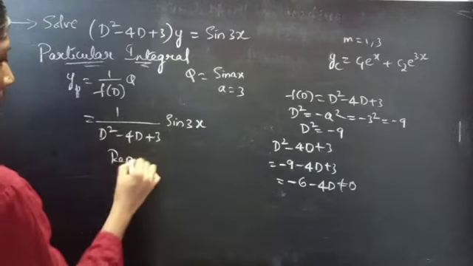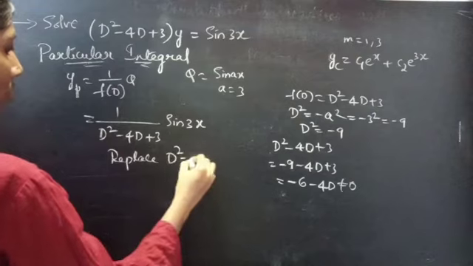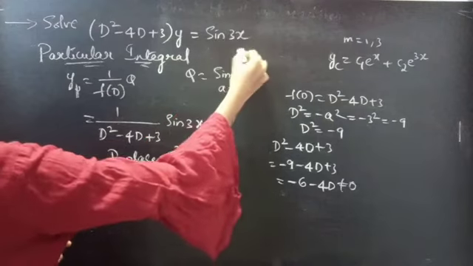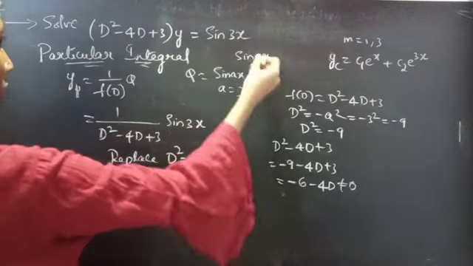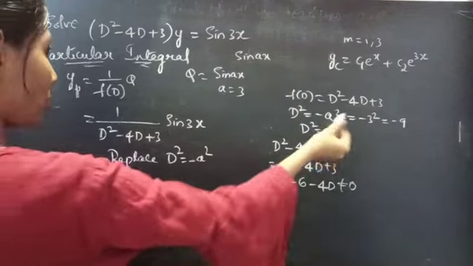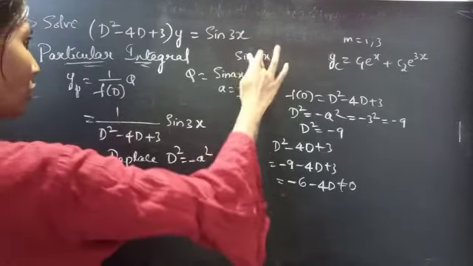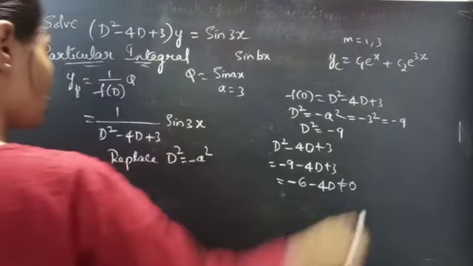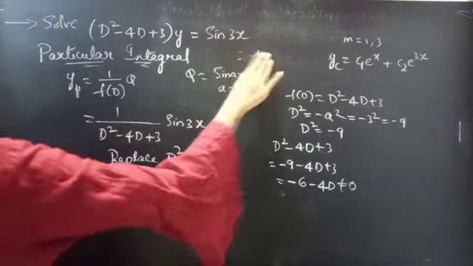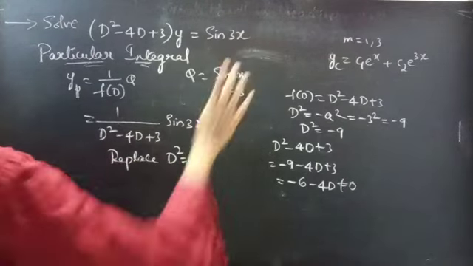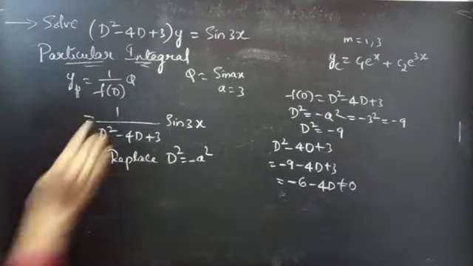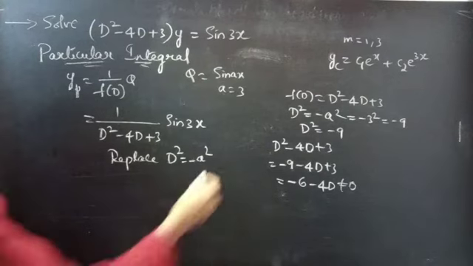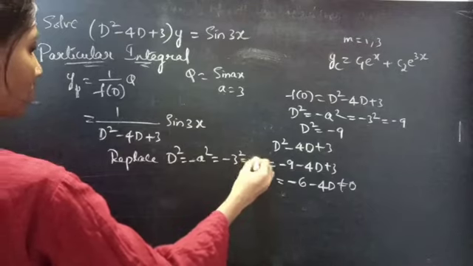Since it is not equal to 0, we'll replace D squared by minus a squared. If you consider sine 3x as sine ax, then you'll get, for a equals 3, D squared equals minus a squared as the formula. Or if you treat Q as sine bx, then D squared equals minus b squared will be the formula. Here we are treating sine 3x as sine ax, that means in sine ax form, which is minus 3 squared equals minus 9.